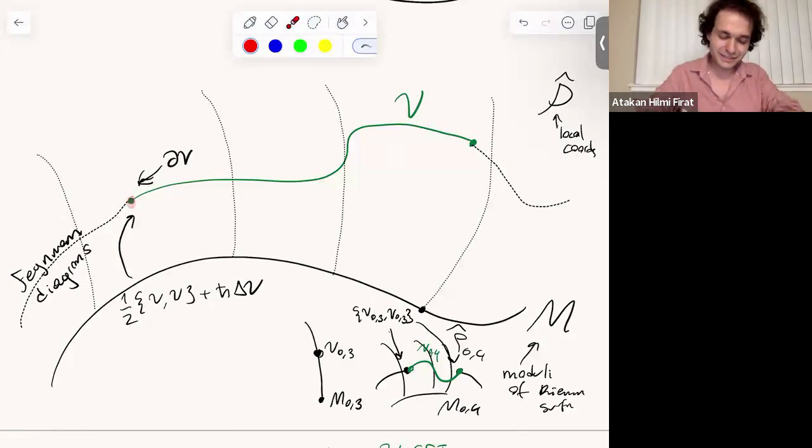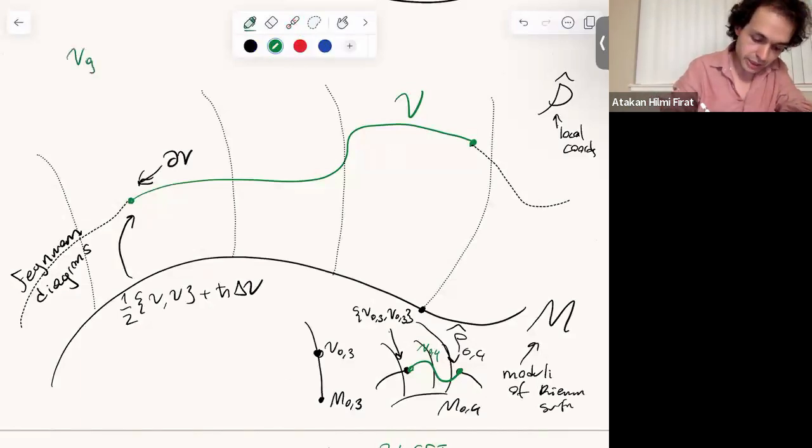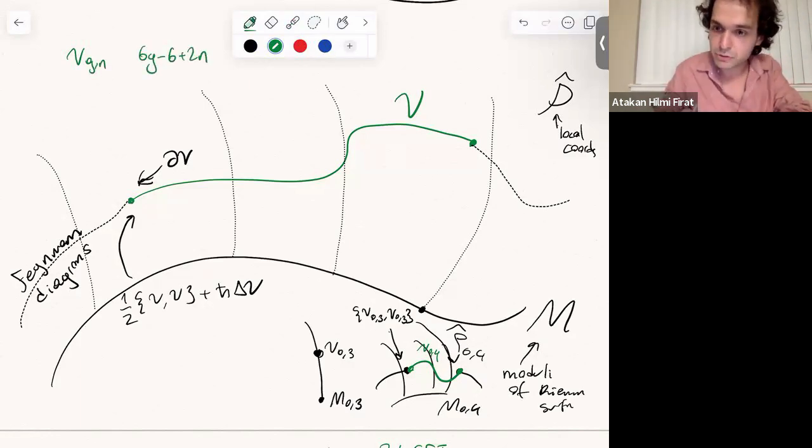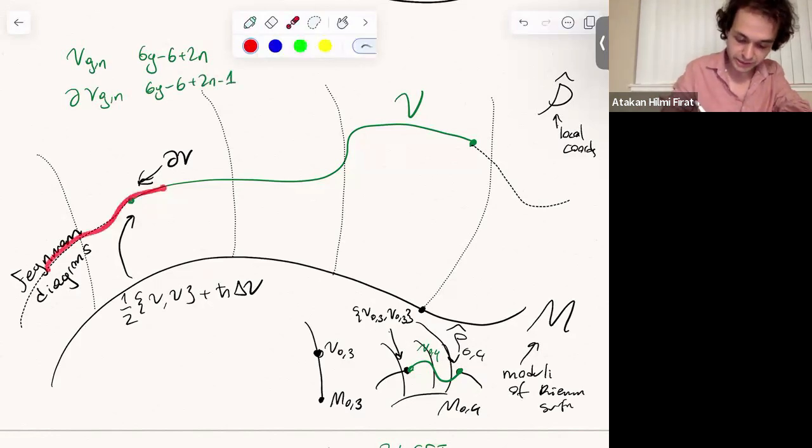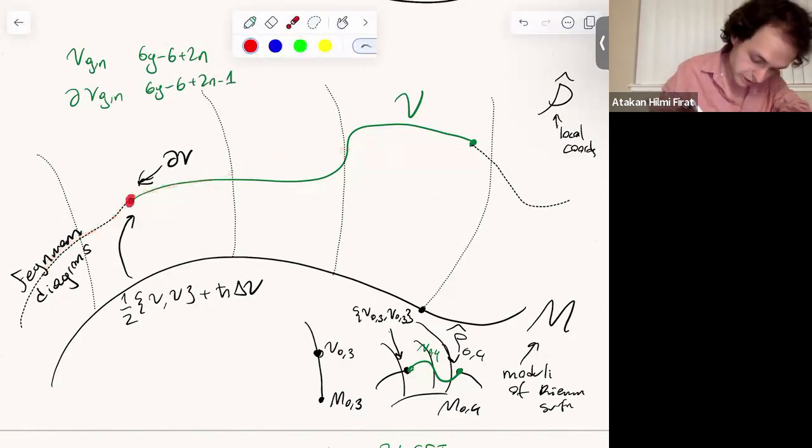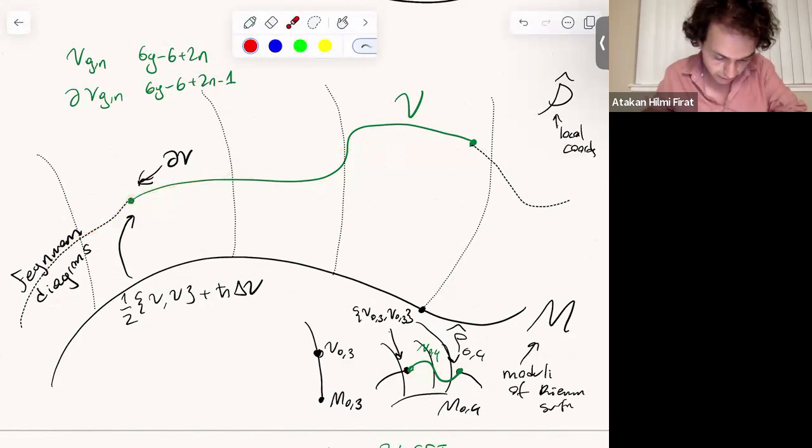Yeah, these are not points. So the VGN has dimension 6G minus 6 plus 2N. So it's the same as the moduli space's dimension. And so DVGN is the one lower. Yes. So basically, if you just consider these things, it's just codimension one. Right.